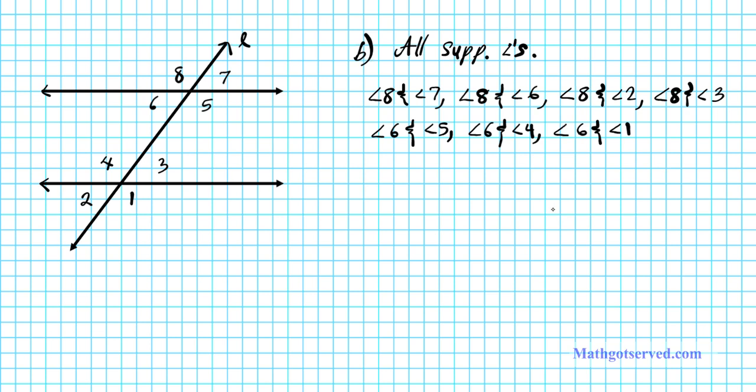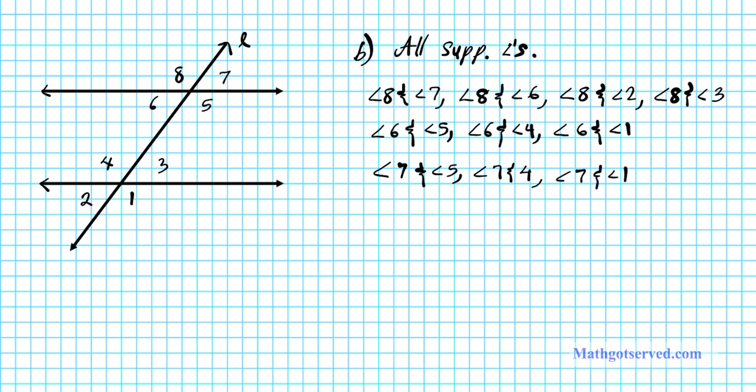Now let's shift to angle 7. What angles is angle 7 supplementary to? Angle 7 is supplementary to angle 8. We already have that down. Angle 7 is supplementary to angle 5. We don't have that down yet. Angle 5, they form a linear pair. Angle 7 is supplementary to angle 4. We don't have that yet, so let's write it down. Angle 7 and angle 4. And angle 7 is also supplementary to angle 1. Angle 7 and angle 1.